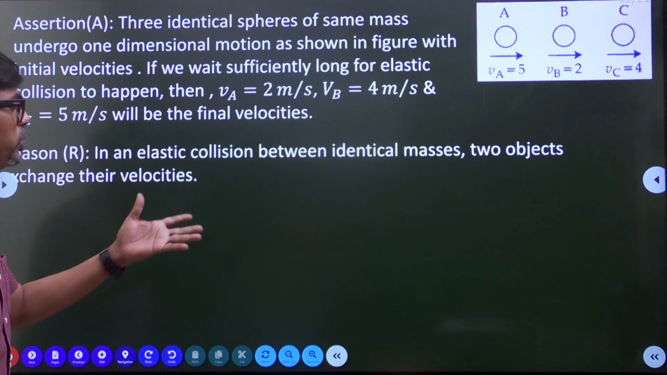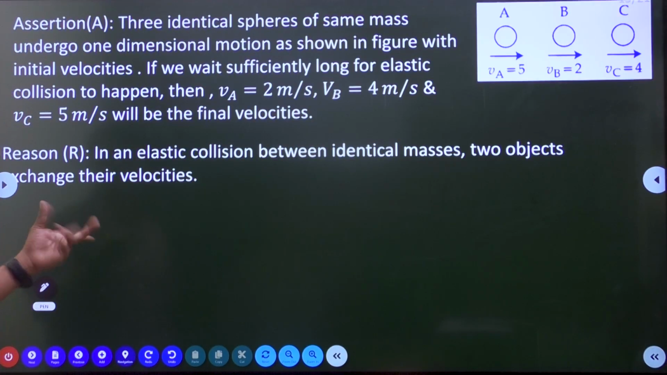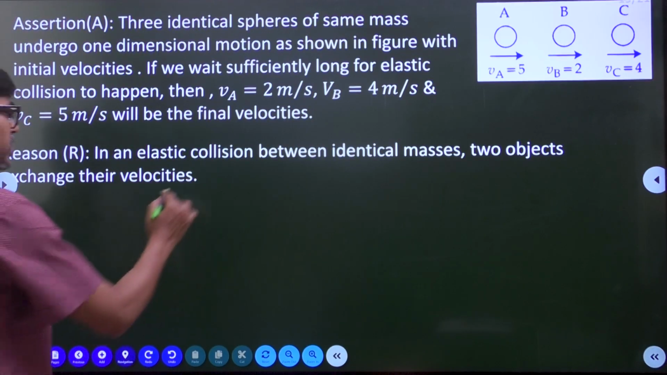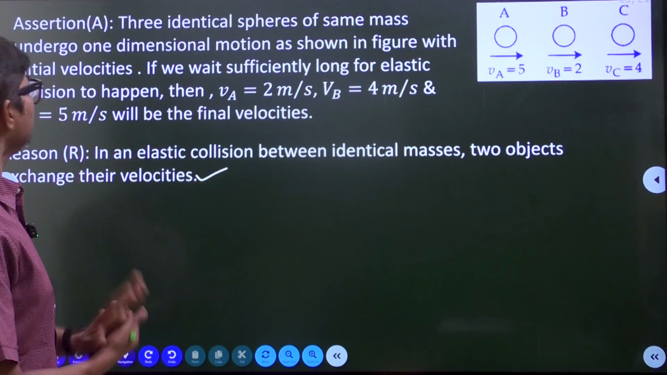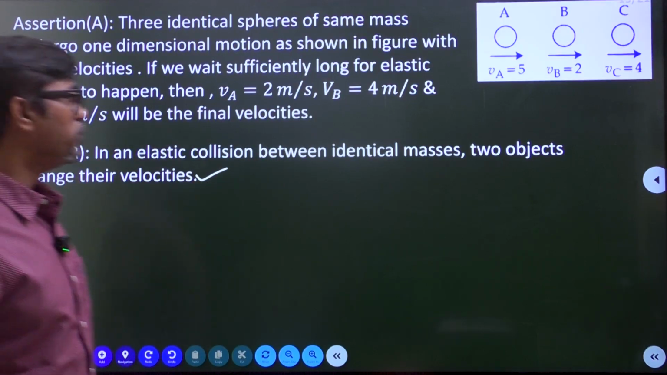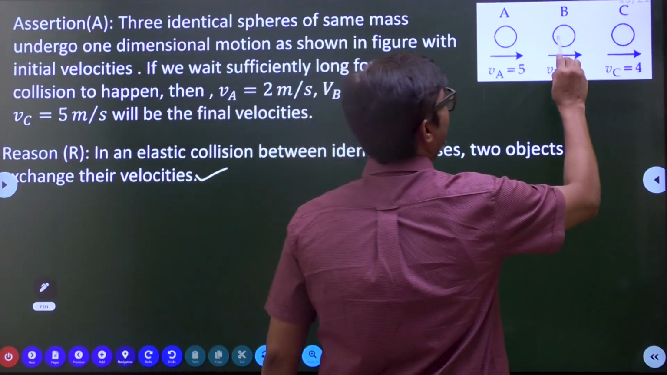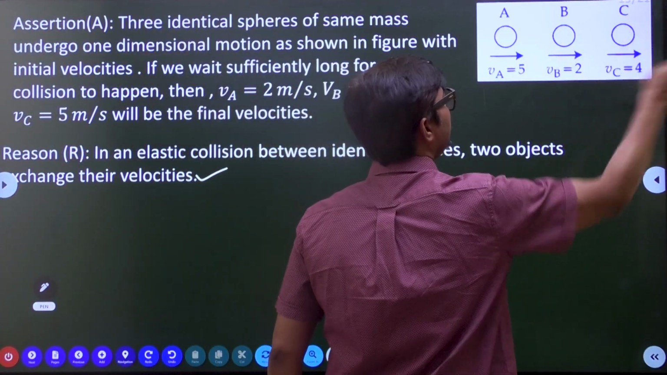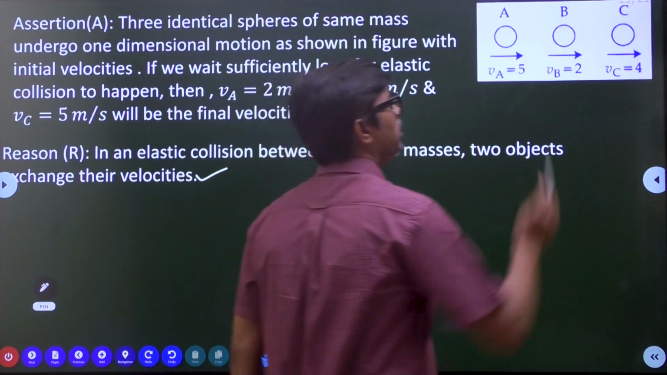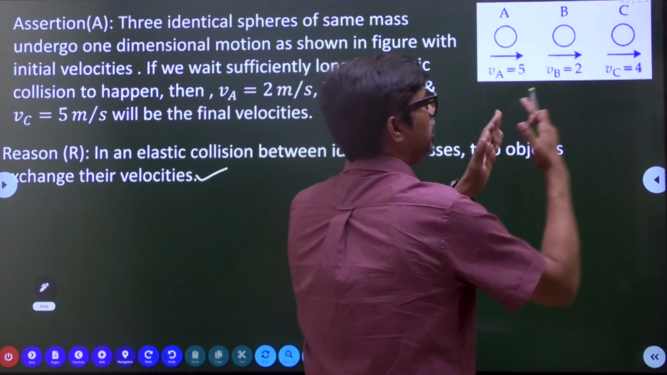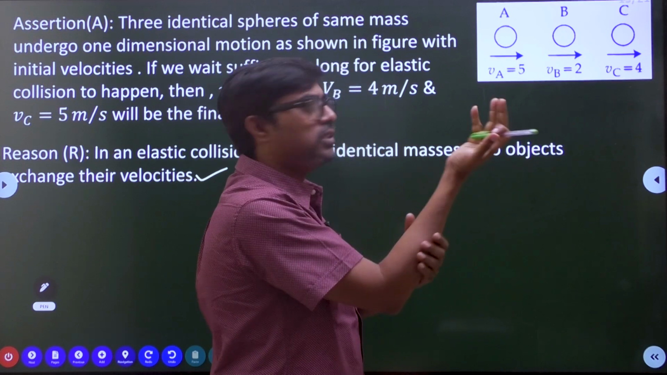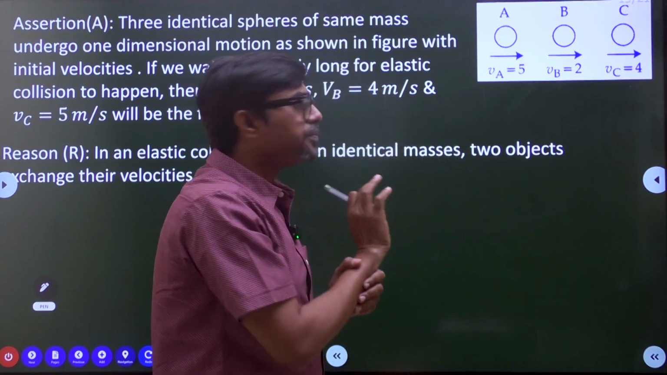In an elastic collision between two identical masses, the two objects exchange their velocity. So the reason is correct. That is a very familiar statement. But now whether the assertion is correct or wrong, we need to see that. First of all, between B and C, C is the leader and B is the follower, and C is going faster. When C goes faster than B, the separation between B and C increases. That means there won't be any collision between them.